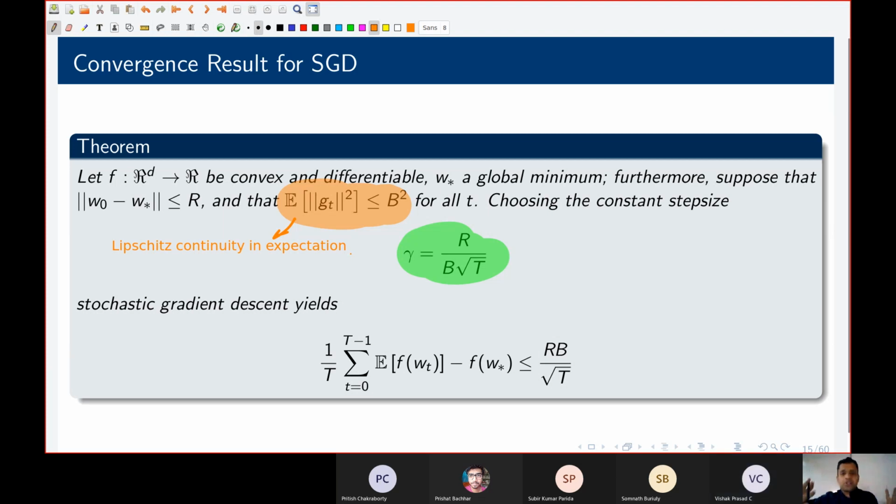So with all of this, what happens? This looks very close to what we did for subgradient descent. In fact, we had 1 upon square root t, and we said the smallest you can take is 1 upon square root t. So recall this choice. This is motivated from subgradient descent.